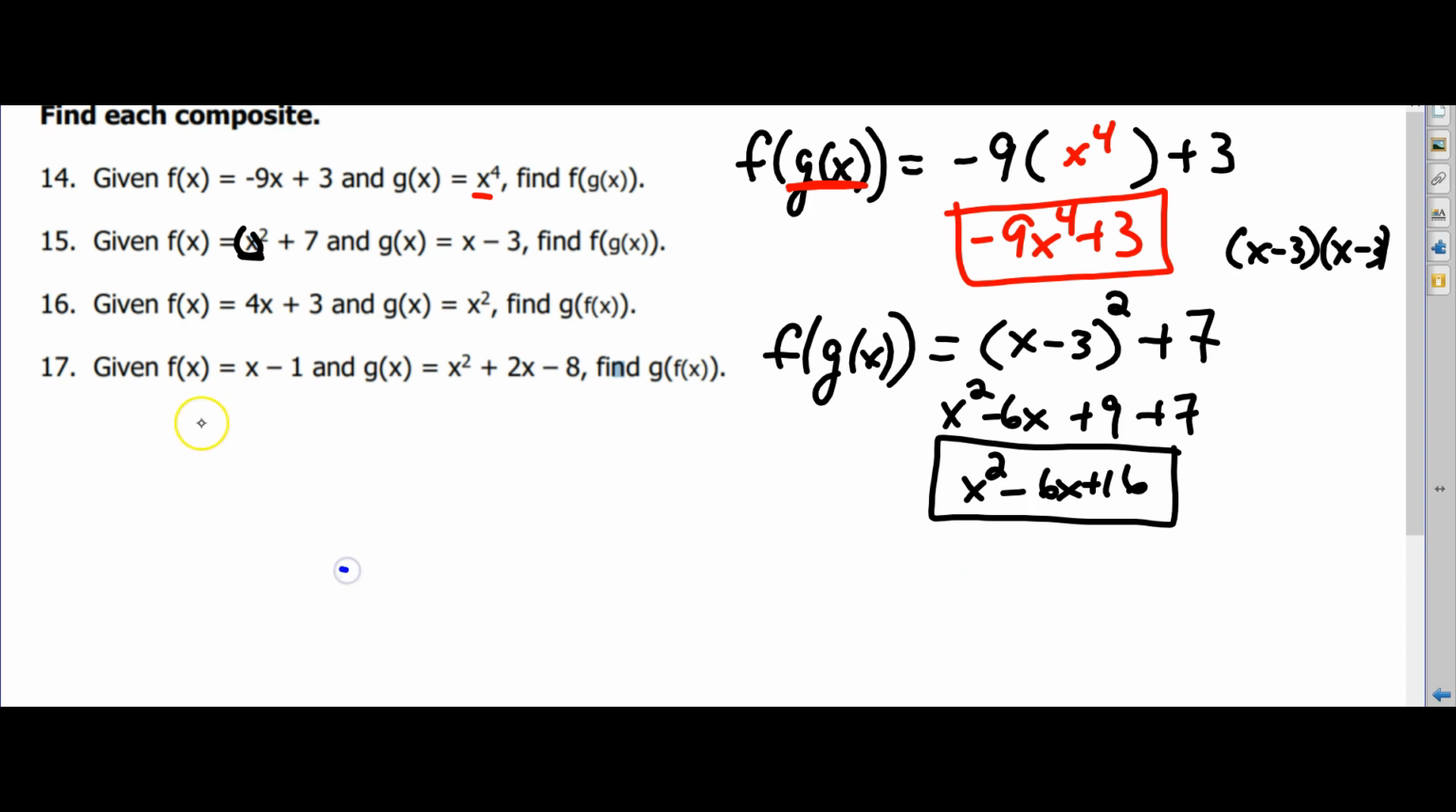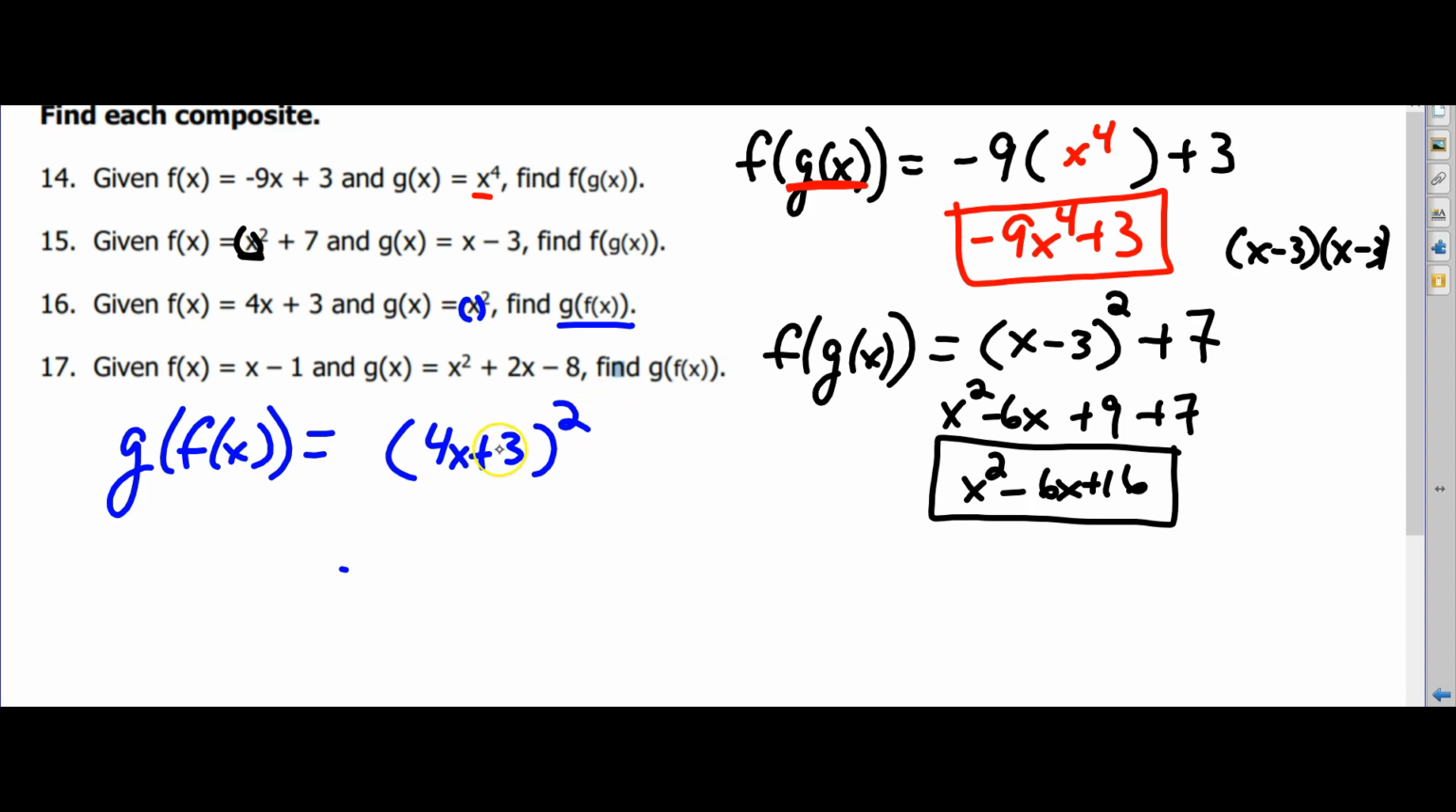Number 16, I'm going to do over here on the left. So number 16, we want to find, notice they switched it around on us, the g of f of x. Not the f of g of x, it's the g of f of x. So this time I'm going to write out the g function first, and wherever I see an x, I'm going to put a set of parentheses in for it. And then I'm going to put the f function into it. So 4x plus 3.